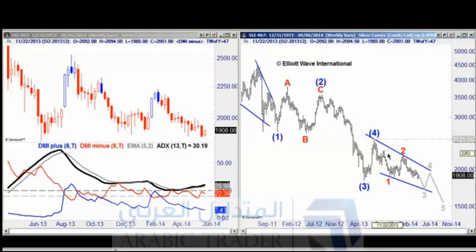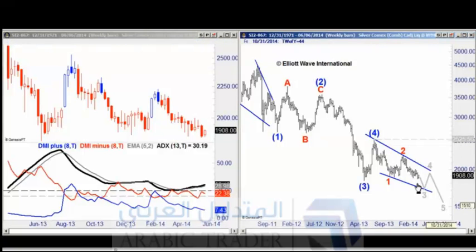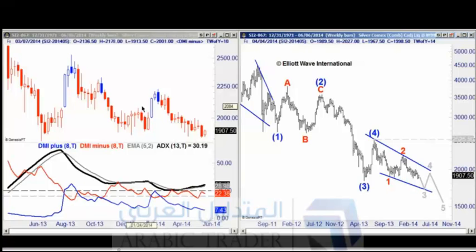The idea with an ending diagonal is that you have a series of 3-wave impulsive waves that actually develop 5, and it is not as likely to go as low as we might see gold, but we should see much lower lows than we've seen so far. I'm thinking maybe down to the 15 level to complete wave A of the decline.